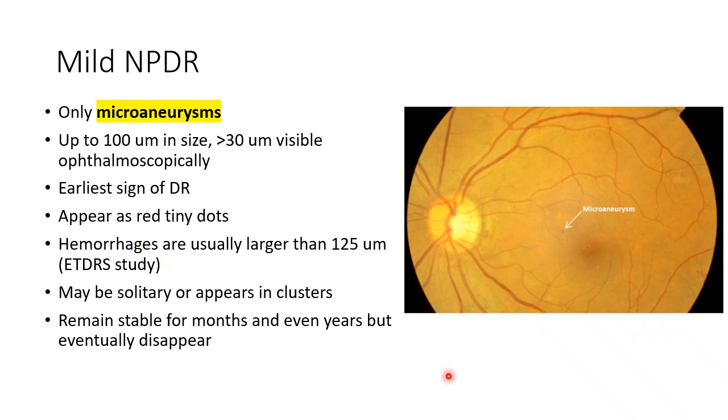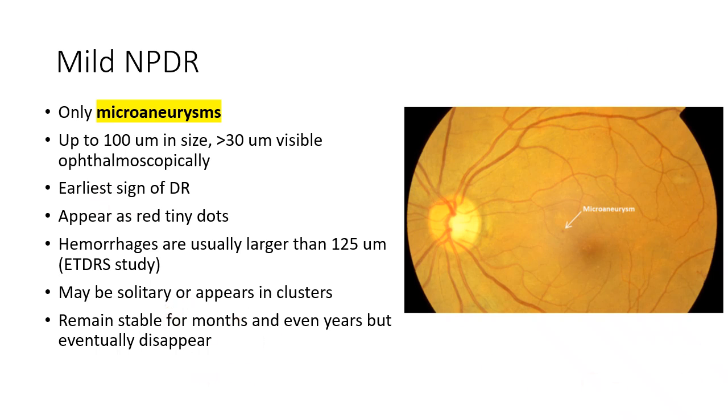In order to differentiate them from dot hemorrhages, one clinical feature is that dot hemorrhages are usually larger than 125 microns, whereas these are limited up to 100 microns. The second way of differentiating is fluorescein angiography, which helps to differentiate between non-thrombosed microaneurysm versus dot hemorrhage. Dot hemorrhage would be black, non-thrombosed microaneurysm would be hyperfluorescent or whitish. Microaneurysms can be solitary or clustered, and they remain stable, and they can even disappear once the sugar is controlled.